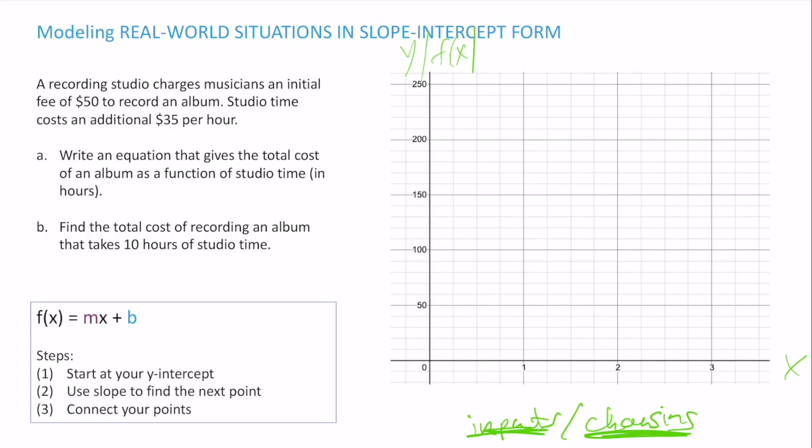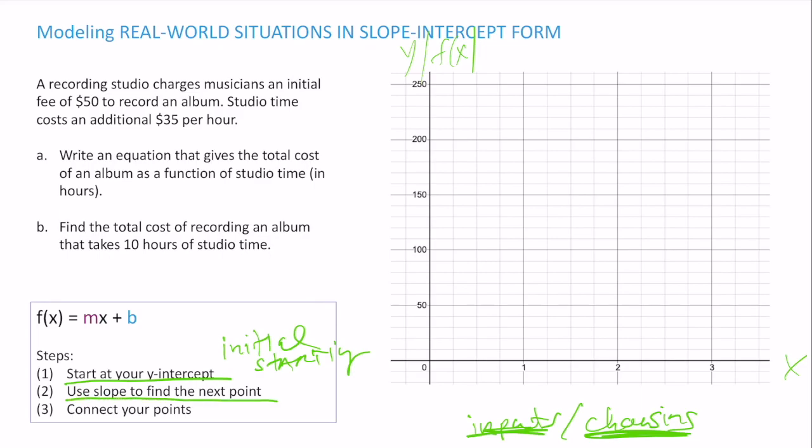Okay, but here's your tips. 1, we're always going to start at a y-intercept. So your y-intercept is like your initial point, your starting value, right? So you want to think, before we do anything, what's our starting point? That's your y-intercept, okay? 2, use your slope to find the next point, connect them, and you're done.